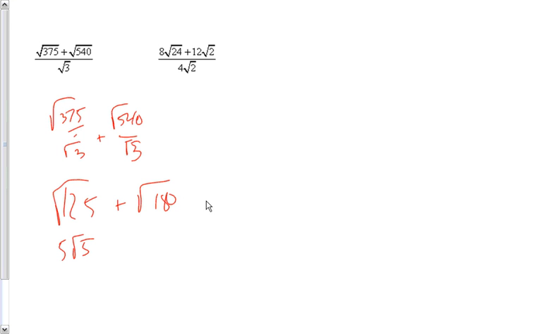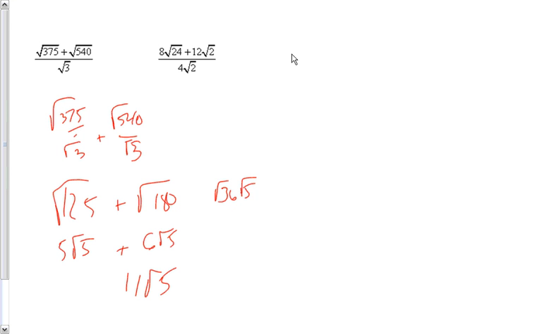Now this is a tough one to see. This is 5 times 36. 36 times 5. So you take the square root of both of them, that's 6 radical 5. Add them together. Oh, look, they have the same radicals. So, 6 radical 5. You can add just the coefficients, and you get 11 square roots of 5.